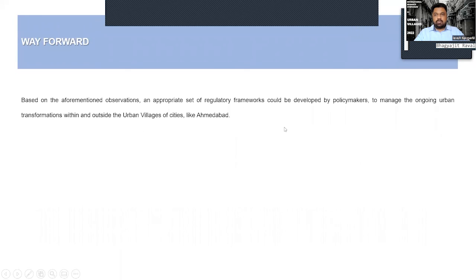If you talk about what can be done next, the way forward is based on the aforementioned observations. An appropriate set of regulatory frameworks should be developed by policymakers to manage the ongoing urban transformation within and outside the urban areas of cities like Ahmedabad.